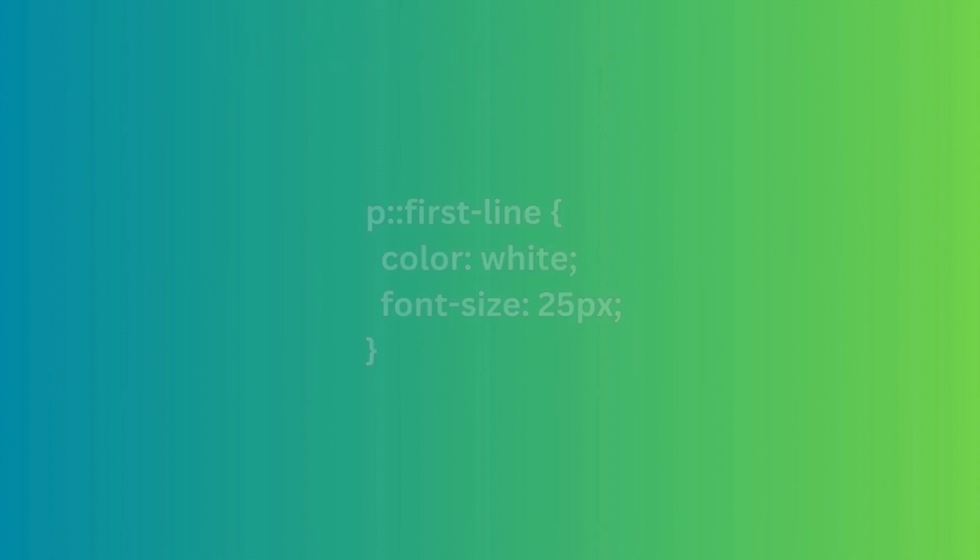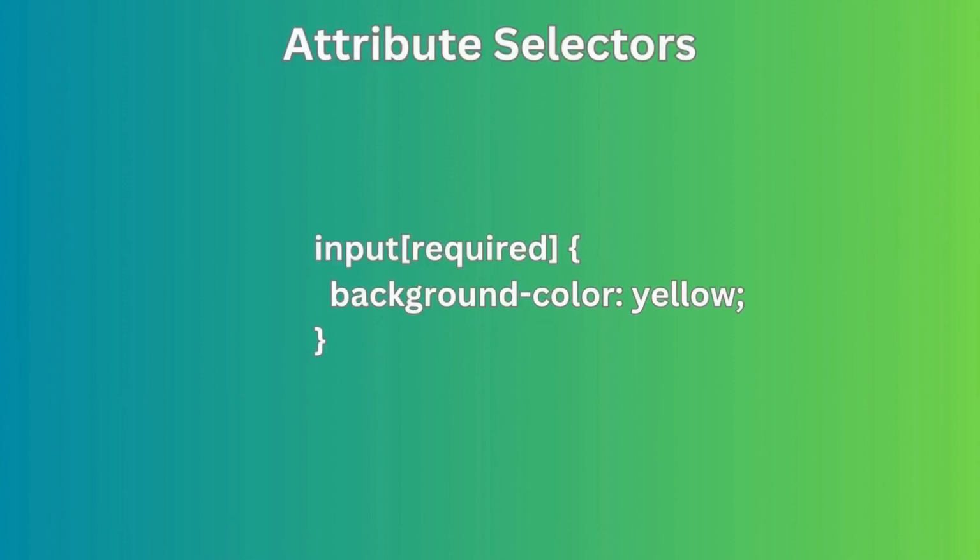The last selector type we're going to see are attribute selectors, which select elements based on an attribute or attribute value. The following example selects all input elements with a required attribute.